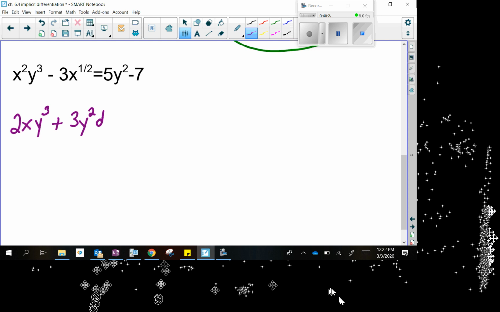Well, what are we missing here? dy/dx, and then times x squared. So again, I'm going to eventually rewrite this all together, but I like to write it exactly how I'm thinking it, with the rules. So the derivative of the second is 3y squared dy/dx times the first, okay? And then minus what? 3 halves x to the negative 1/2 equals, you can tell me what to write on this side. 10y dy/dx.